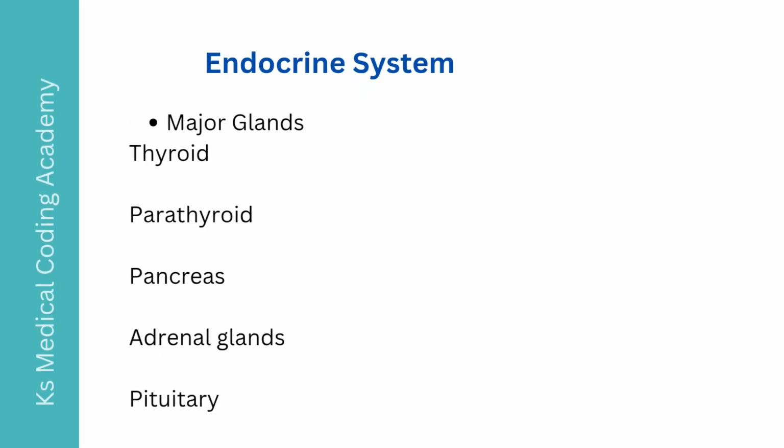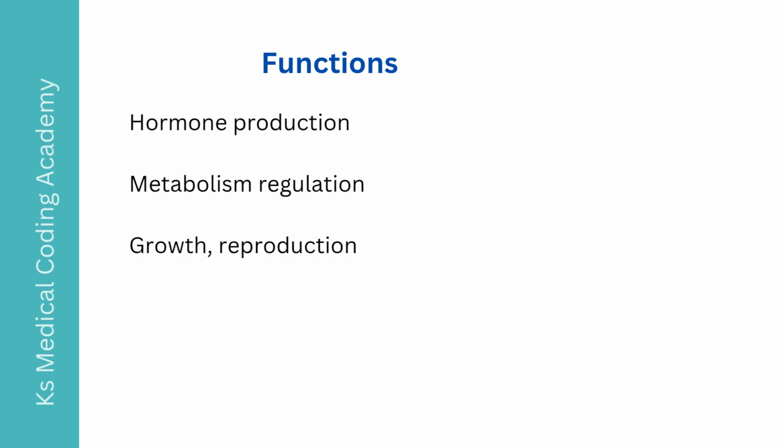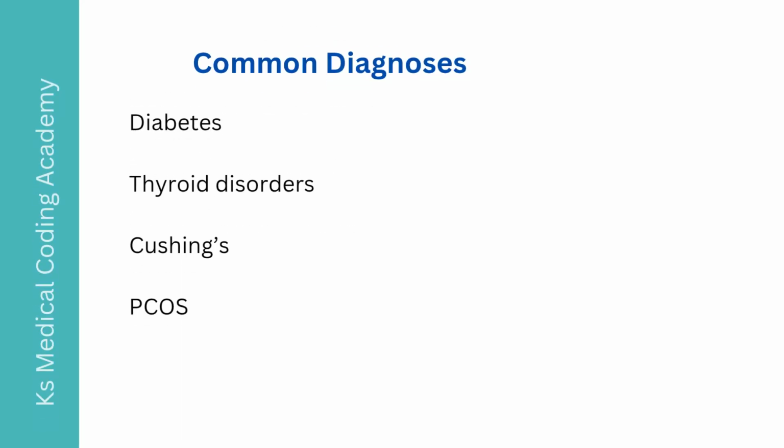Endocrine system. Major glands. The endocrine system includes the thyroid, pancreas, adrenal glands, pituitary gland, and reproductive glands. These regulate hormones. Functions. Hormones control metabolism, growth, reproduction, and many automatic body functions. Common diagnoses. Diabetes, thyroid disorders such as hyperthyroidism, adrenal disorders, and PCOS are commonly coded endocrine conditions.